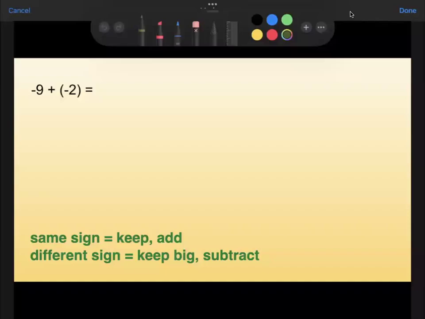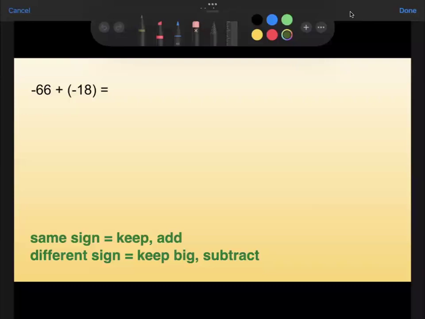Okay, here's our next one. We're going to take -9 and we're going to add -2. Now in this one, both signs are the same, so we get to use our same sign rules. That means we need to keep the sign of the numbers and then add the numbers together. Both of these numbers are negative, so I know that my answer is going to be negative. Now I'm going to actually add the numbers together. Instead of doing subtraction, I'm going to do 9 plus 2 in this case, which is 11. So I'm going to put that 11 in front of the negative, and my final answer here would be -11.